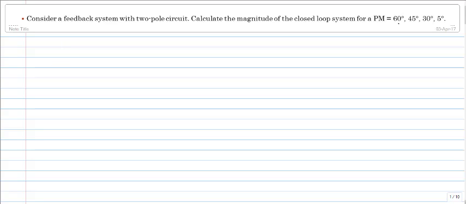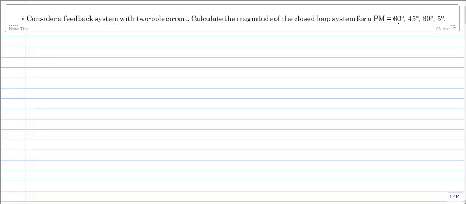Hello students, in this video we'll be doing some set of problems based on the concepts that we have seen in the last two video lectures. As a first exercise, let us consider a feedback system having two poles, and we have been asked to calculate the magnitude of the closed loop response for different values of phase margin.